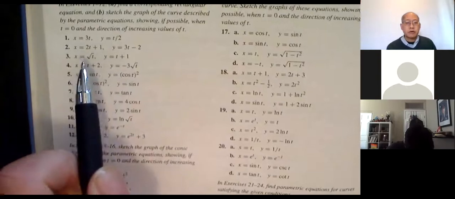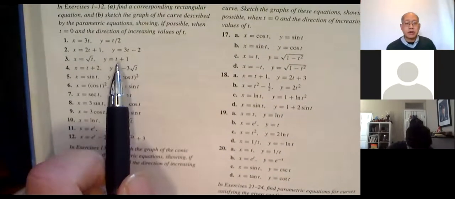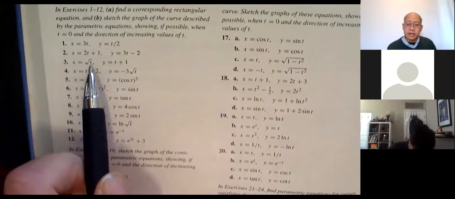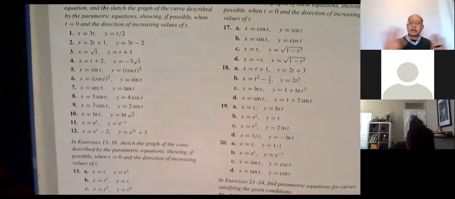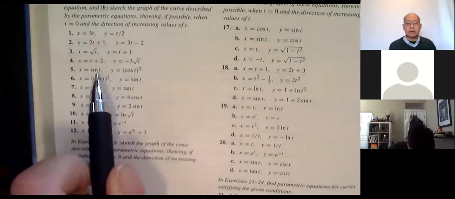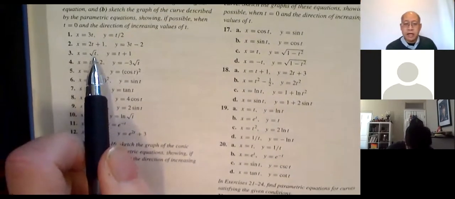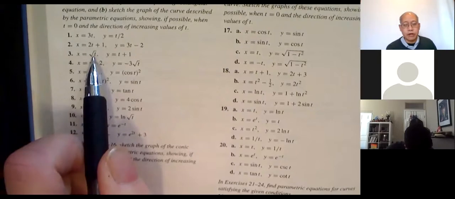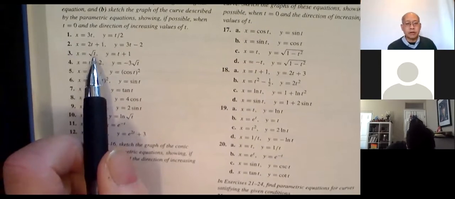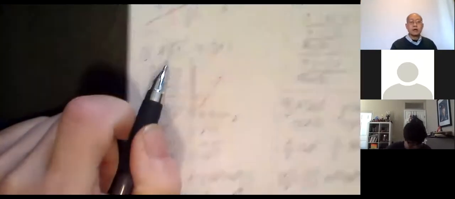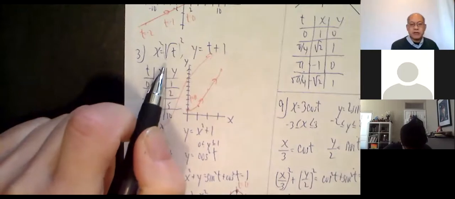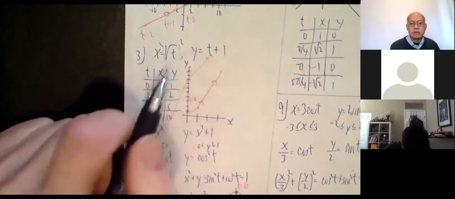x equals square root of t, y equals t plus 1. Here you're not allowed to plug in negative values for t. For right now, we're only doing reals, so none of the imaginary stuff, the i. We're not going to do any of that. So you're not allowed to plug in -1 or -4 or whatever. I'm forced to plug in only 0 and positive numbers. So x equals square root of t, y equals t plus 1.